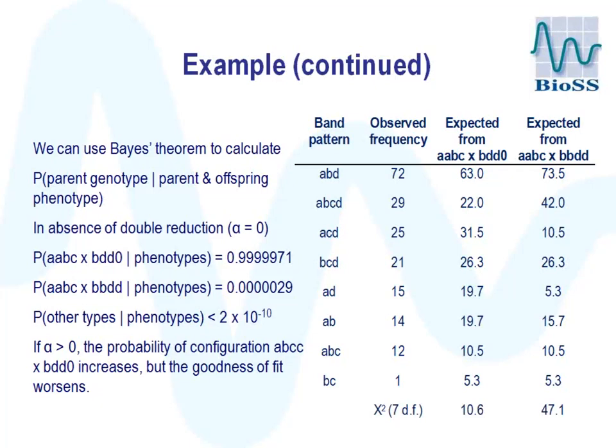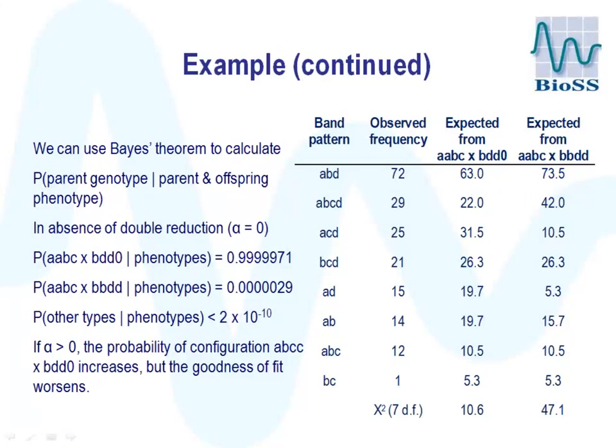Tetraploid map uses a result called Bayes' theorem to calculate the probabilities of each of the possible genotypes. But what it's doing really is to compare the observed band patterns and their frequencies with what you would expect from the different configurations. So, for instance, when we looked at how many offspring had the band pattern A, B, and D, there were 72 compared with these expected ones under 2 possible models.